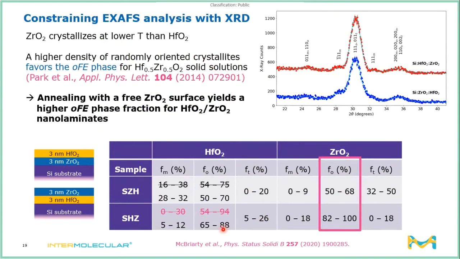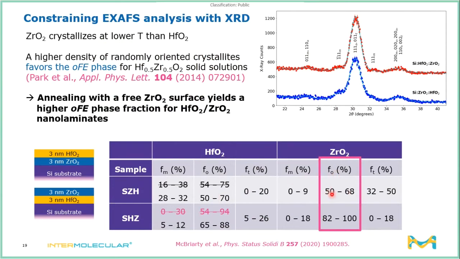My colleague Martin McBriarty developed a clever technique to complement this XAFS analysis with X-ray diffraction. So remember, in X-ray diffraction, it's hard to tell the tetragonal and the orthorhombic phases apart. In XAFS, it's hard to tell the orthorhombic and monoclinic phases apart. But when you put these techniques together, you can actually start to clamp down and hone in on what these different crystalline fractions are. In doing this, Martin made a really interesting discovery, which was that most of the difference in the ferroelectric performance of this device doesn't come from the hafnium oxide layer. It comes from the zirconium oxide layer.